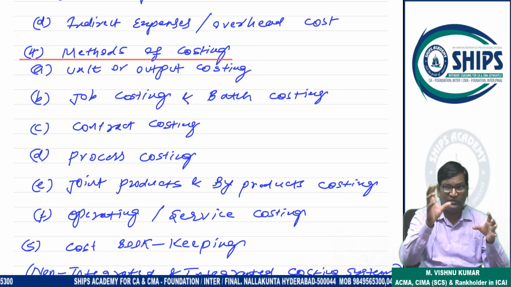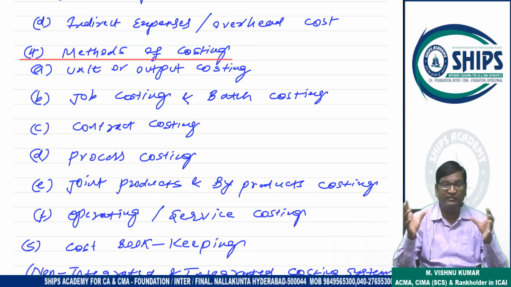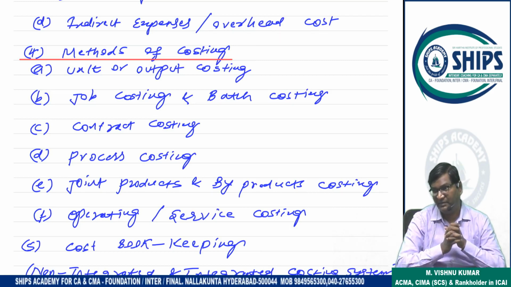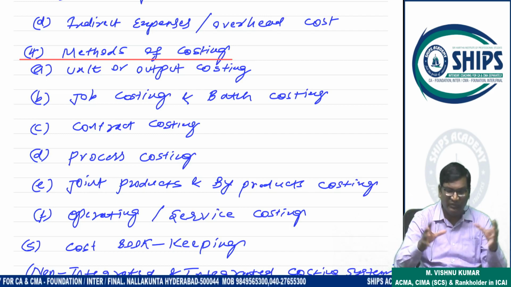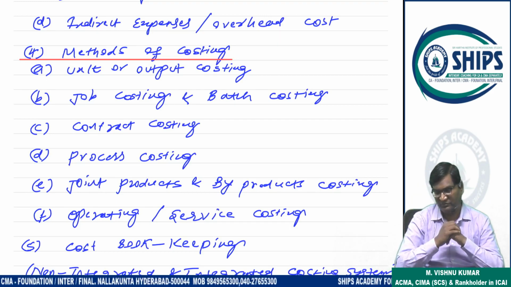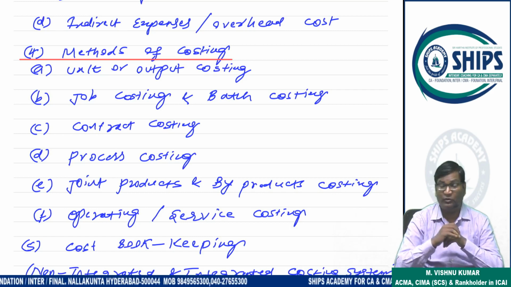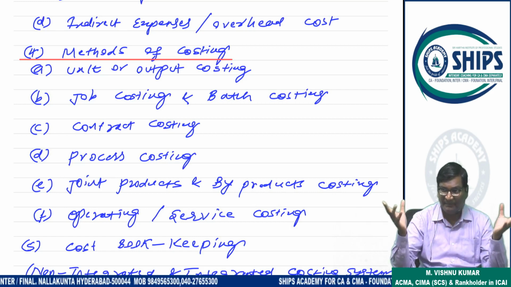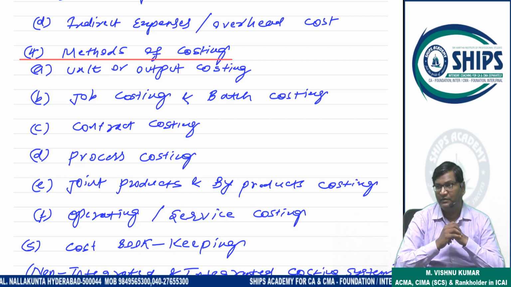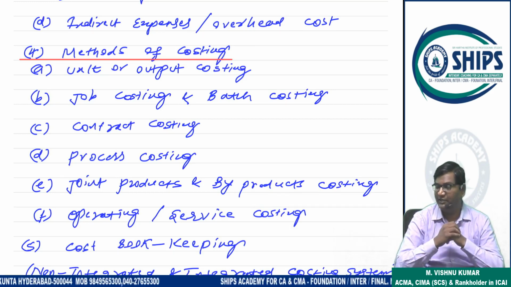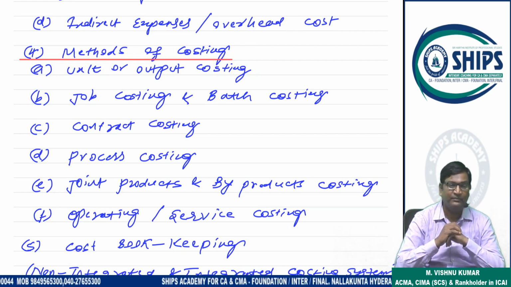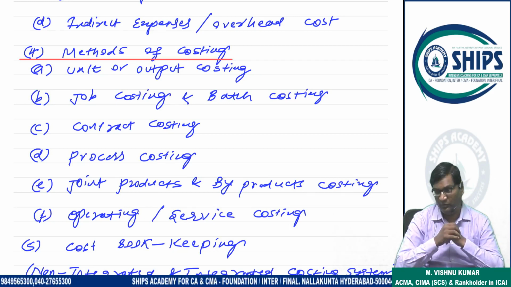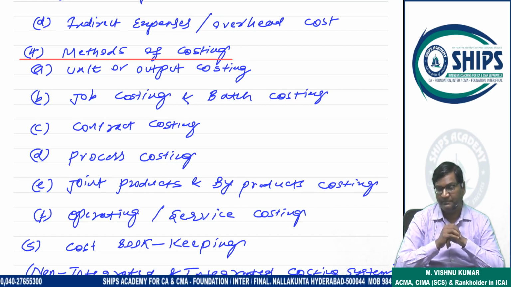Suppose they want to calculate what is the cost per unit, then they will use method of costing. If they want to minimize some cost, reduce some cost, control the cost, then technique will be used. Okay, because techniques are universally adoptable. So any company, any organization can use this. So in techniques of costing, you have to learn marginal costing, standard costing, budgetary control. Okay, this is techniques of costing.